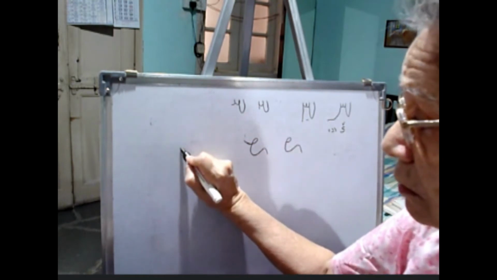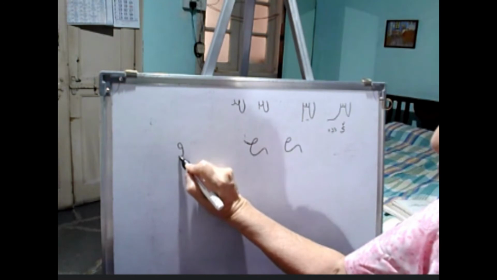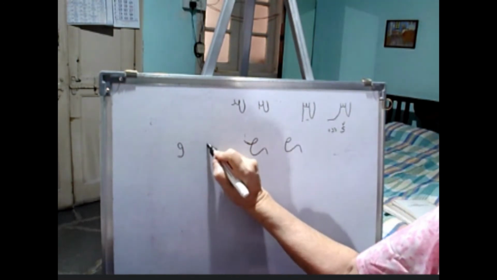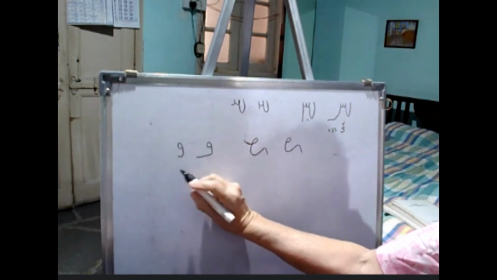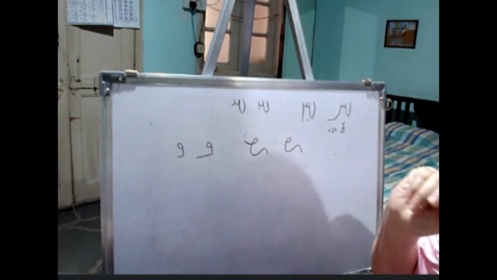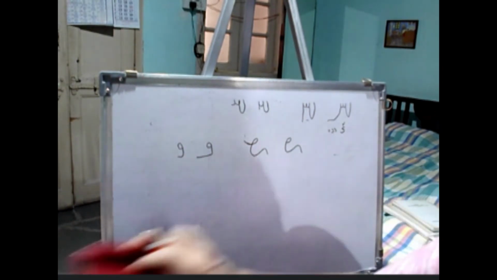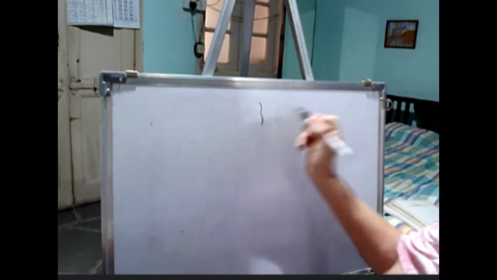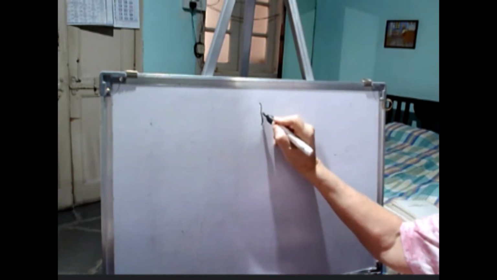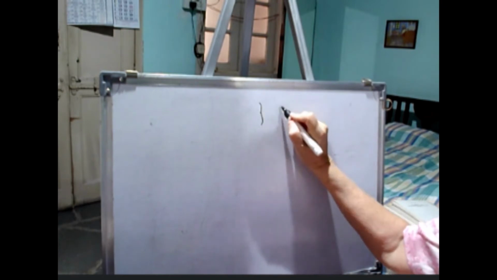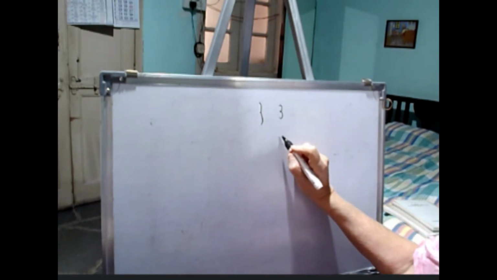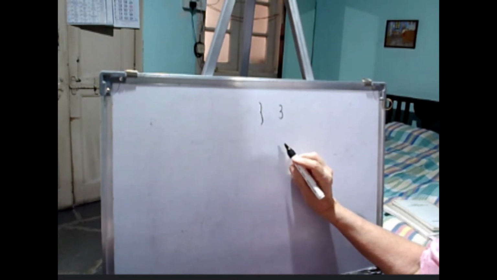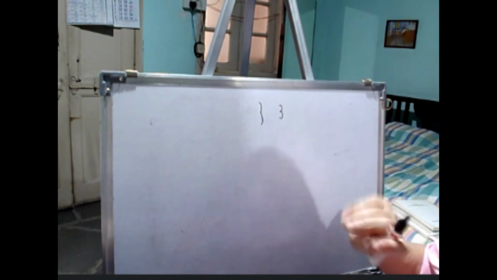Then ka. Ka is a little short here. And da goes a little longer. So ka and da also you don't mix up. Then the na. Now I hope you all are writing properly. It goes in a straight line with only a little bit here. It should not be written like this. Okay. Then I think all that is okay.